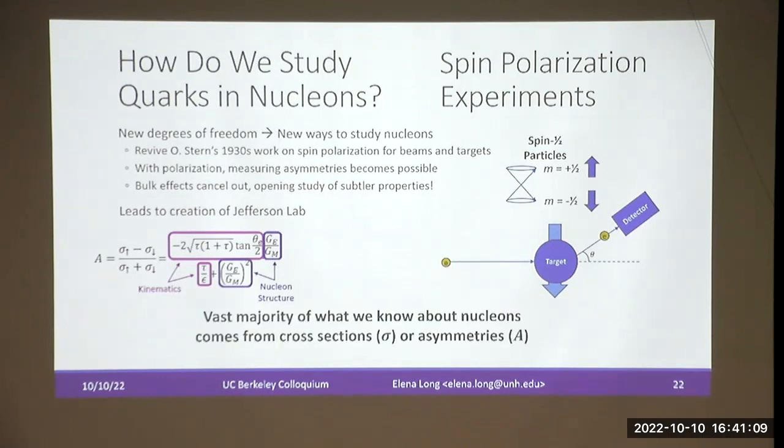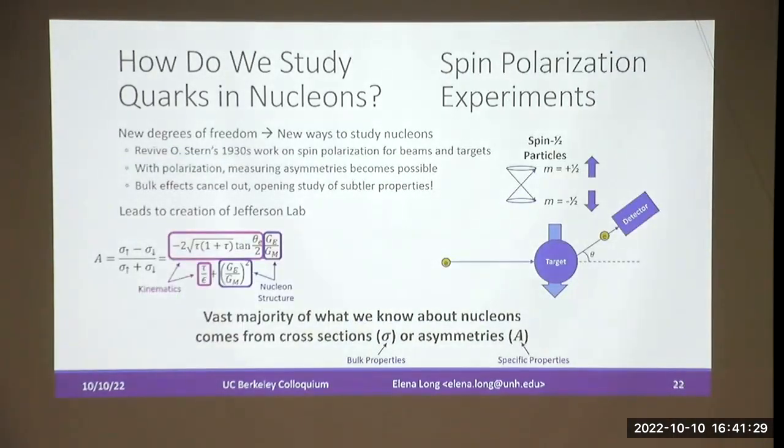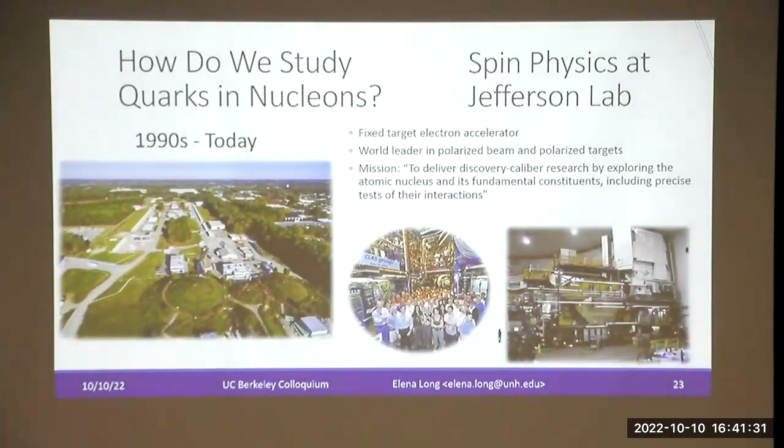And I really want to emphasize that the vast majority of what we know about the nucleons comes from either cross sections or asymmetries, these kinds of measurements. If we want the bulk properties, we use the cross section. And if we want specific interactions, we use these asymmetries. So we can remeasure what we did before with these spin effects at Jefferson Lab.